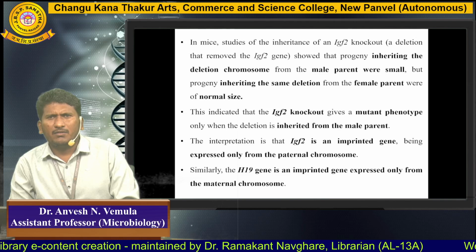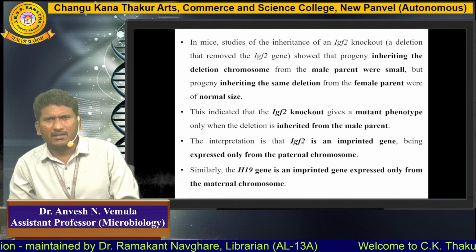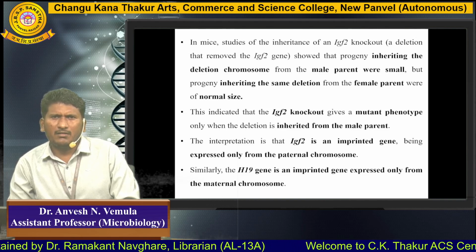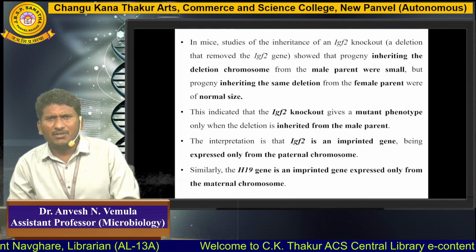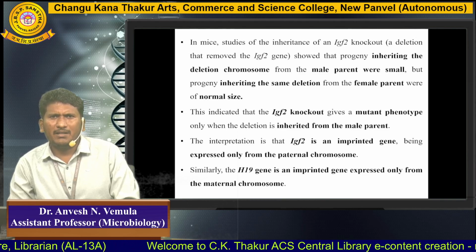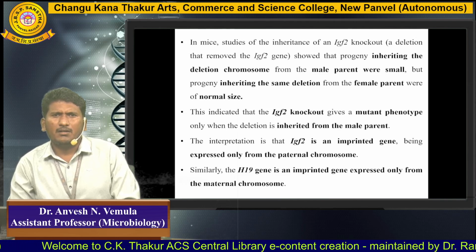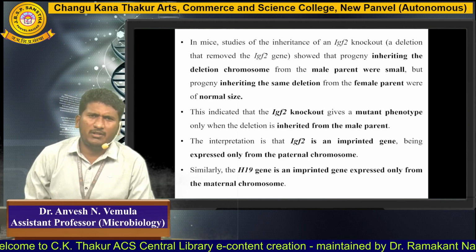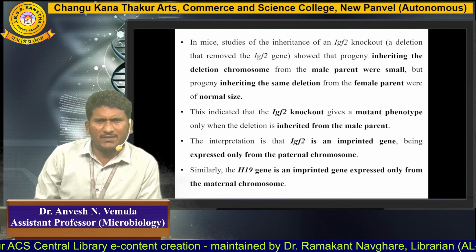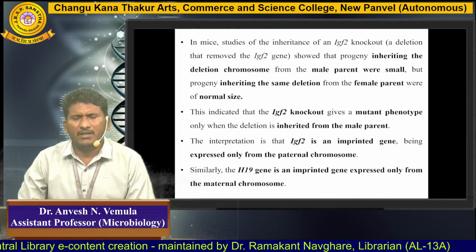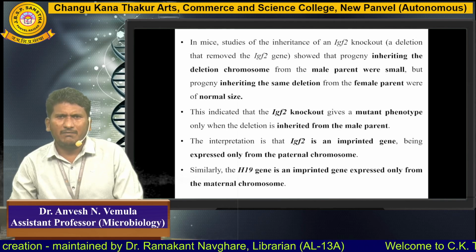Here you can see that when a deletion or knockout occurs in IGF2, the offspring of the male parent were small due to the deletion in IGF2, but the offspring of the female parent were normal in size. This indicates that IGF2 is obtained from the male parent. Knockout is a phenomenon in which we can eliminate a particular gene's function from the cell, and knockdown is a process where we can stop the expression of a particular gene at the mRNA level.